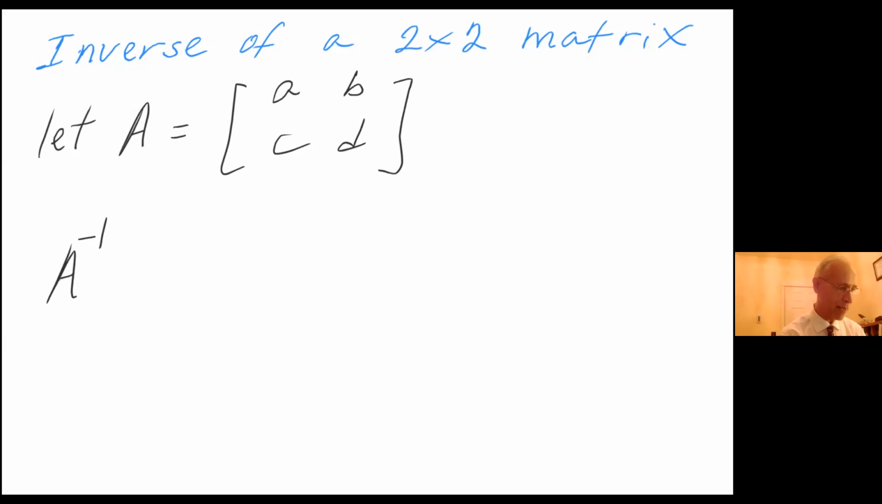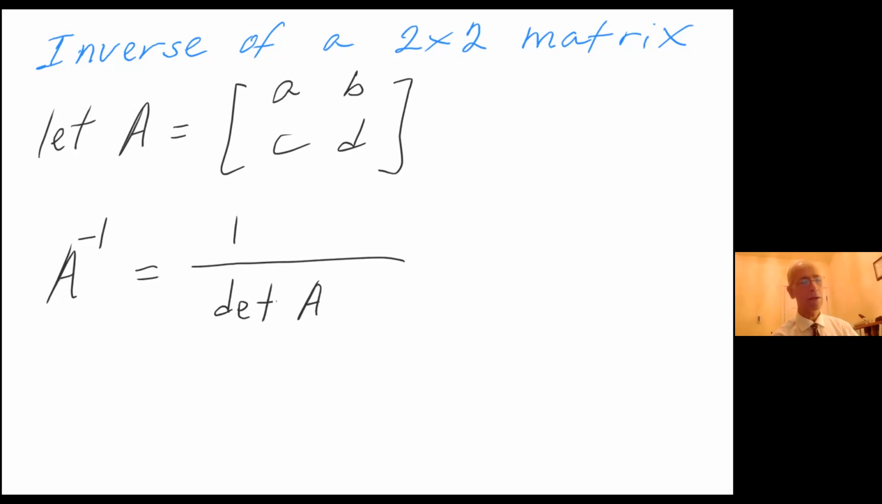Please remember that. So A inverse equals 1 over the determinant of A times another matrix, which is rearranged. How is it rearranged? First of all, the a and d switch places. So the d comes here and a goes down there. And then we negate b and c. So now I have minus b and minus c.